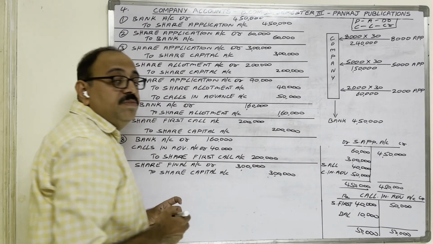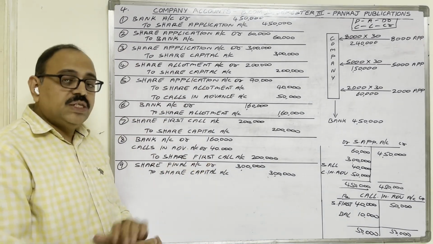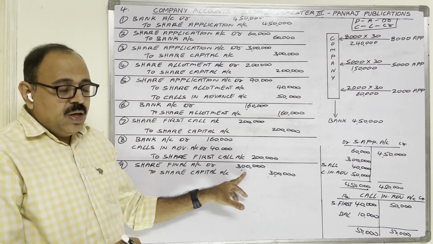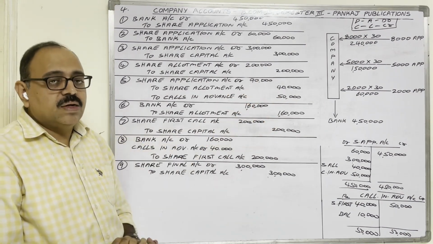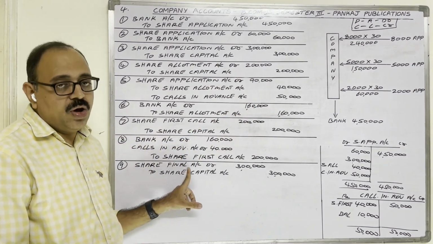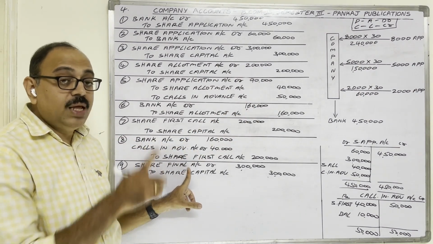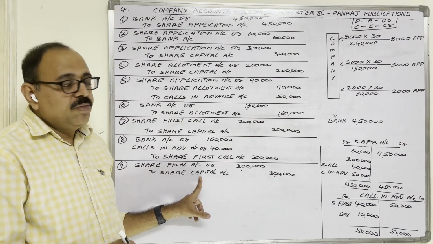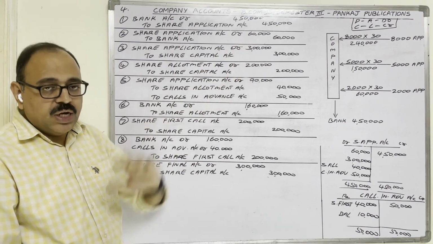Same explanation: why is the share final call account debited? From applicants, 3 lakh should come. Applicants are debtors for 3 lakh. Instead of writing applicants' names, we have debited the share final call account. We are showing that they are debtors to the company. Share capital account is credited because it is a liability, and a liability shows a credit balance.